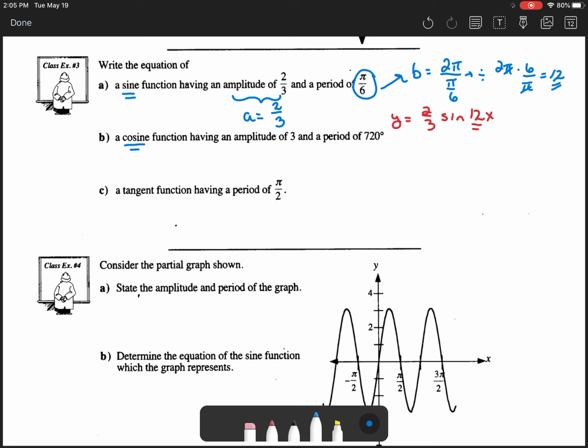Okay, so let's try another one. This time we're talking about cosine. Again, cosine has a normal period of 2 pi. We'll use that in a second. The amplitude here is 3, so that's really easy. A is equal to 3. But here's the problem. The period is 720. I need the b value.